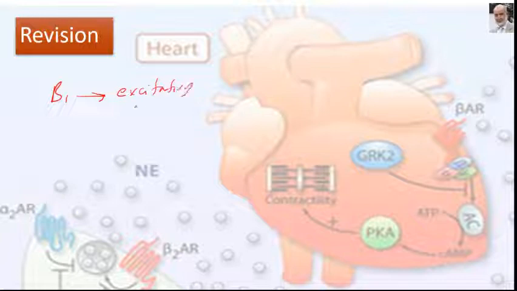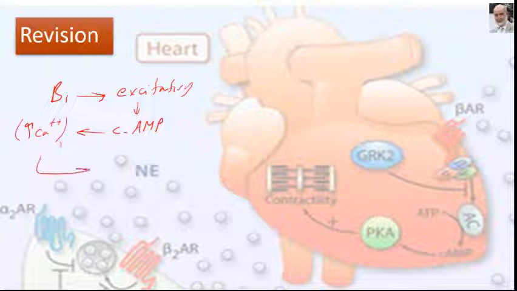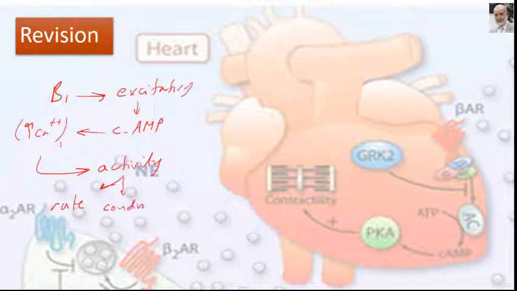Why are they excitatory? Because they are linked to cyclic AMP through Gs protein, and increase production of cyclic AMP, the second messenger, which will increase the intracellular calcium, and this increase in intracellular calcium will increase all activity of the heart, including rate, conduction, and contraction. This we should know very well.